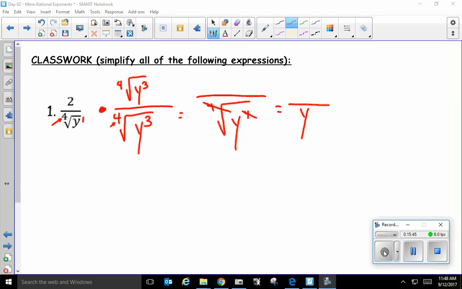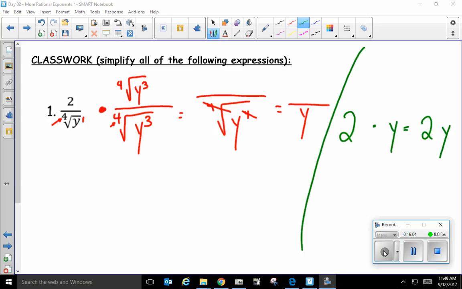And Jasmine, do you know? No? Okay, so let's go through this with a logical step here. If I multiply 2 times y, Jasmine, what do I get? This is all separate. I get 2y. If I multiply 2 times radical y, what do I get? 2 radical y. If I multiply 2 times the fourth root of y, what do I get, Jasmine?